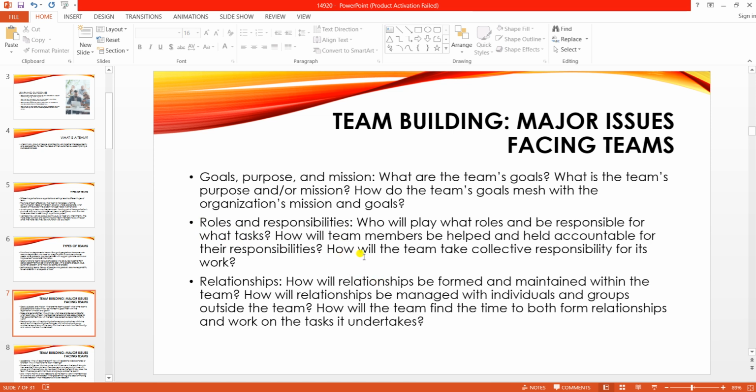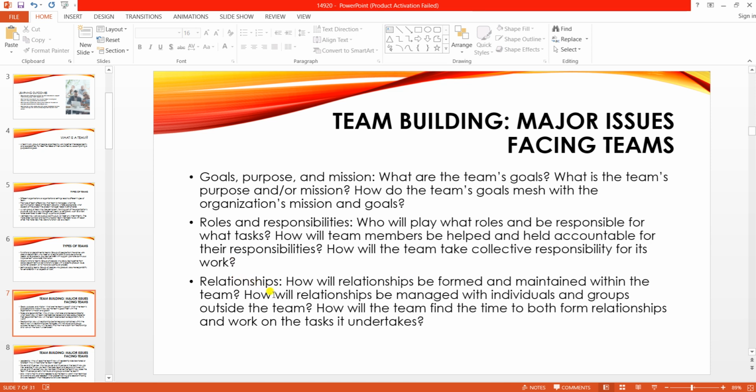So it's very crucial to define clear roles and responsibilities for team members. And also we've got how the team will take collective responsibility for its work. So giving out the action items for individuals makes it clear who does what, and as a collective, as a team, what the achievable goals are within the time frame that the team has set for themselves.